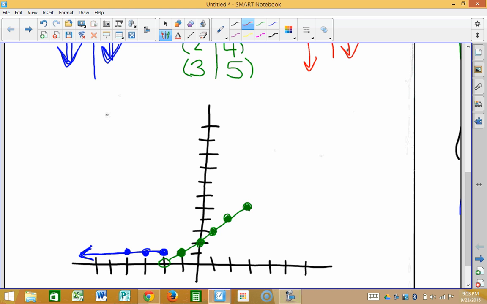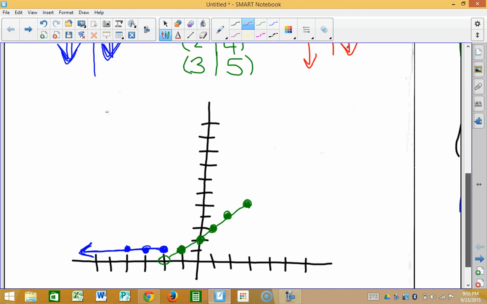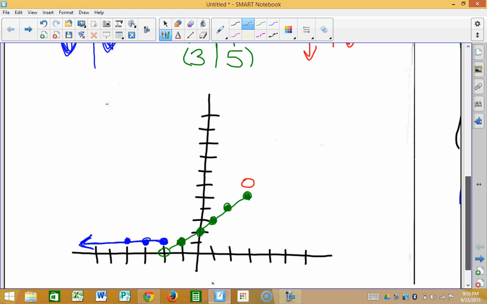Okay, and the last part. So 3, 6 is going to be an open dot. 4, 8, and 5, 10 will be solid.